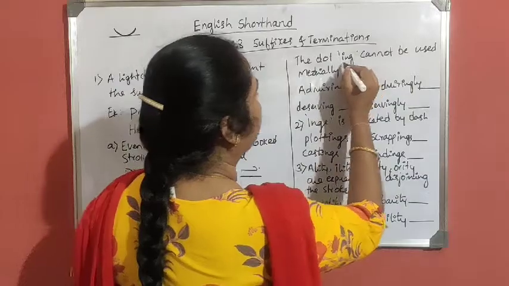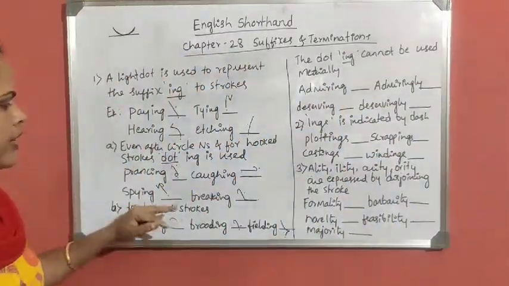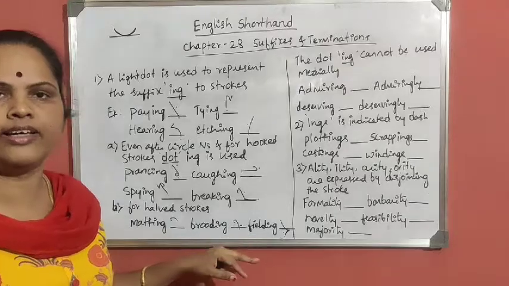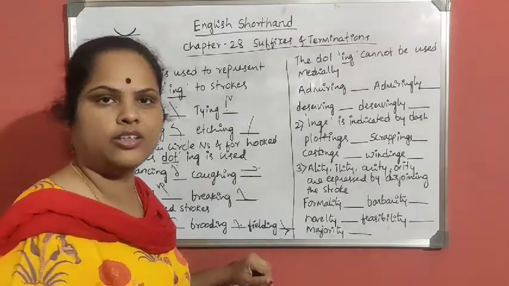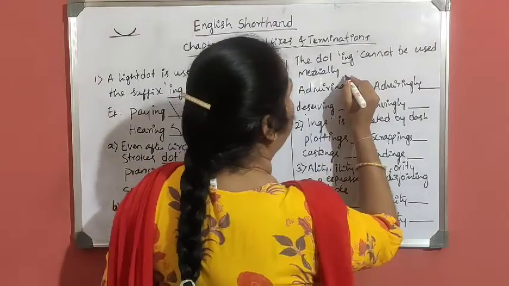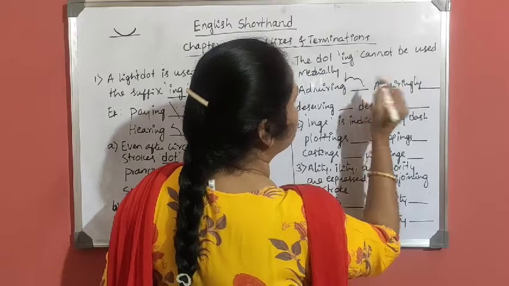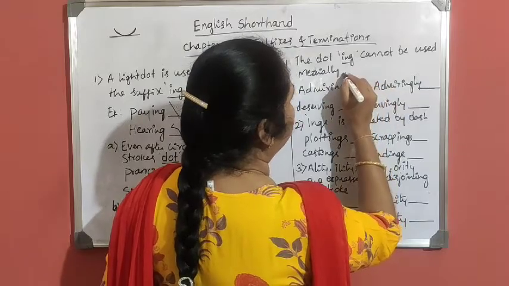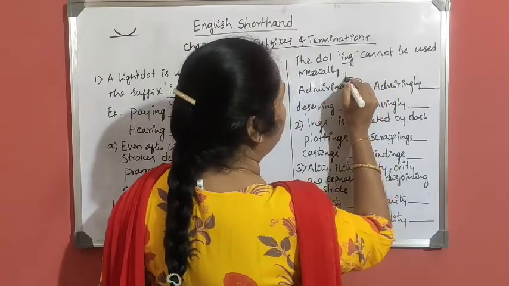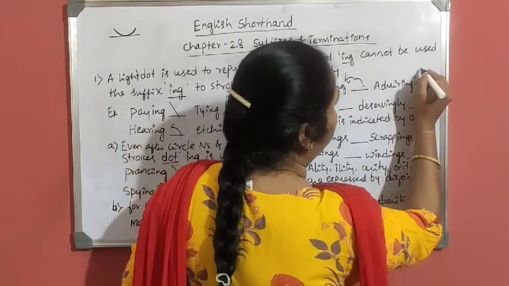Next, the dot ing cannot be used medially. Here we are using the dot ing finally. We cannot use the dot to represent ing medially. Example, admiring: D, M, here is ing, admiring. A vowel, D, M, I diphthong. But admiringly you have to write fully.